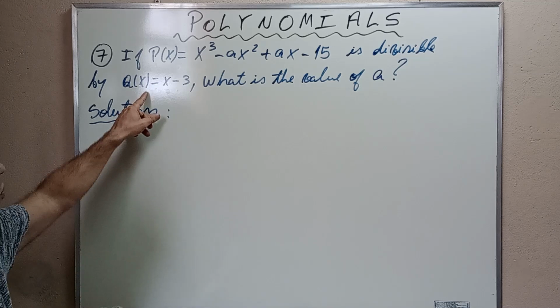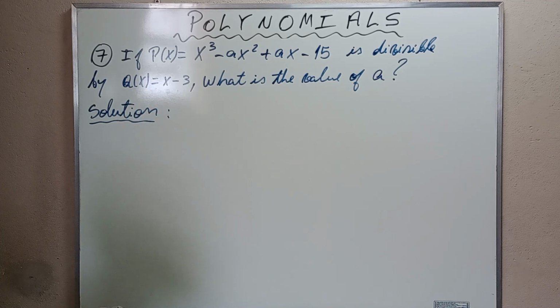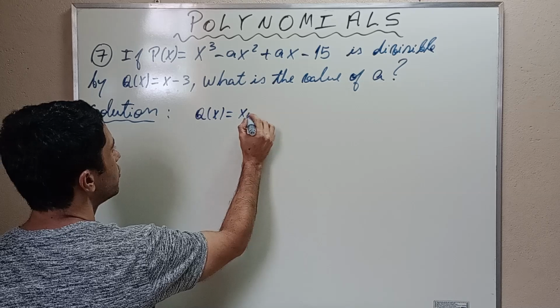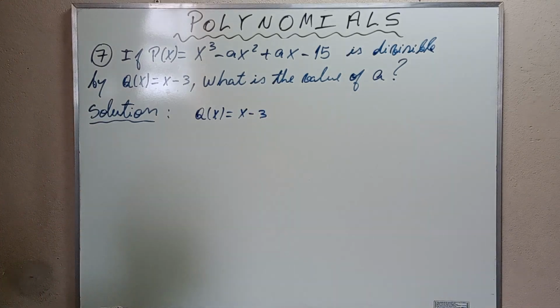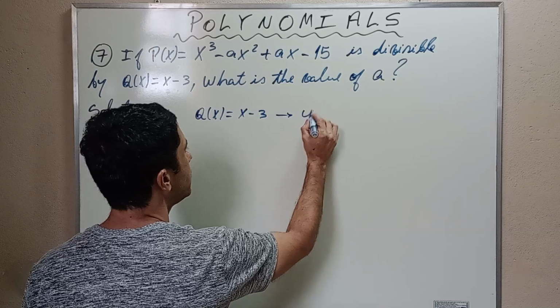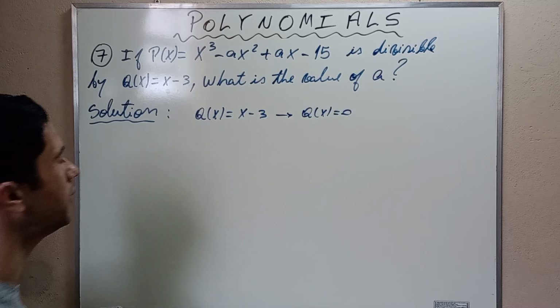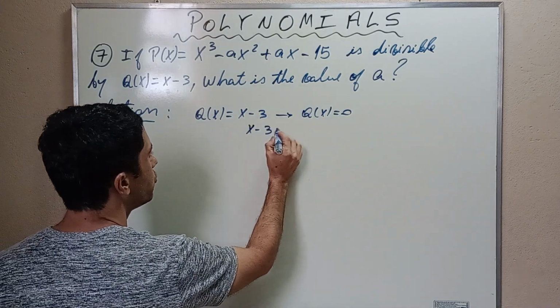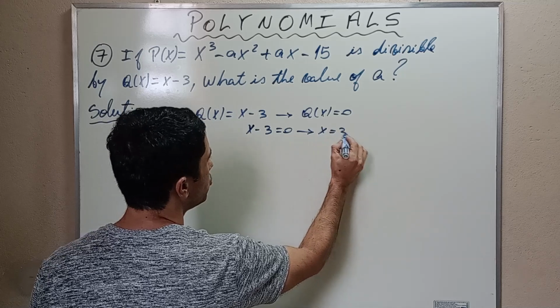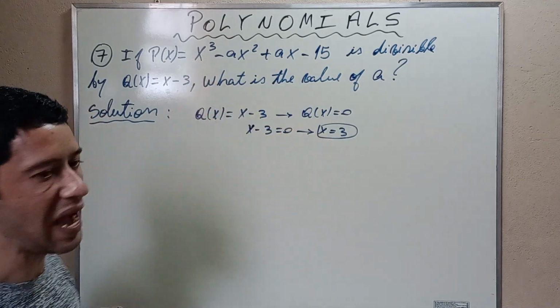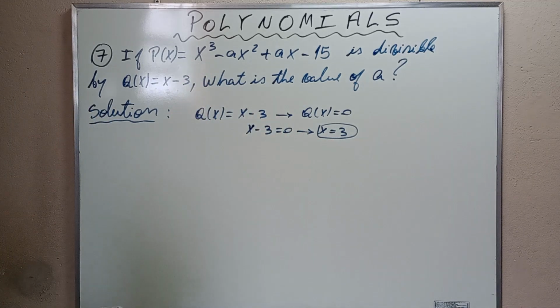Alright, then let's discover the root of Q of x. Q of x is equal to x minus 3. The root is that in which Q of x is equal to 0. Consequently, x minus 3 is equal to 0, x is equal to 3, okay? This is the root of Q of x. If I apply this root here, I shall find 0.